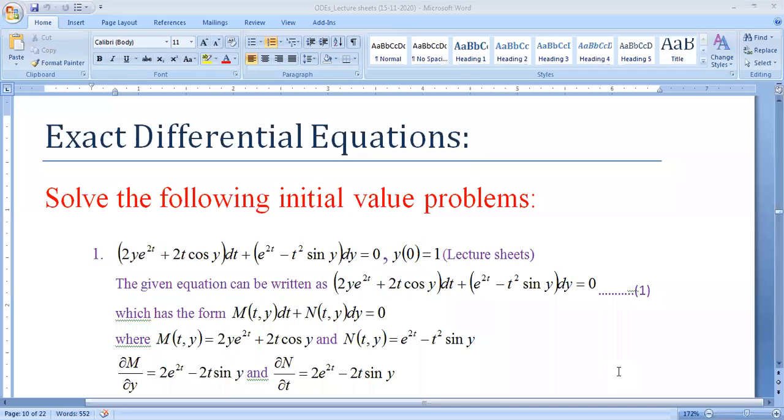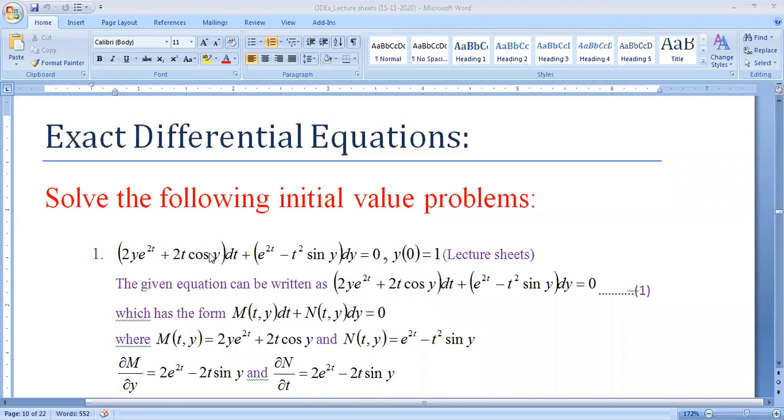Okay, now we will try to solve exact differential equations by using an initial value problem. Okay, suppose there is a problem: solve the following initial value problem. This is the actual initial value problem. This is the differential equation, and y of 0 equals to 1.